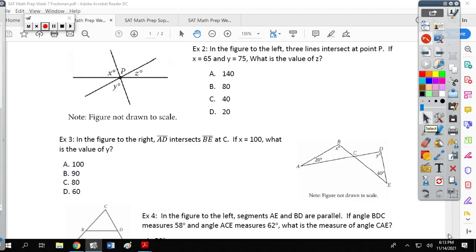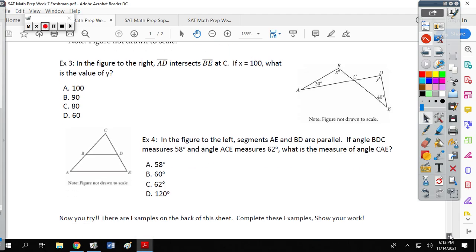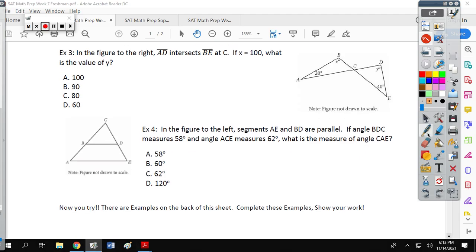Okay, example 3 is going to be a little bit harder, but not a lot harder. It says in the figure to the right, AD intersects BE at point C. So AD and BE are line segments. If X is equal to 100 degrees, what is the value of Y? So the way that this works is that we have to figure out this angle here first.